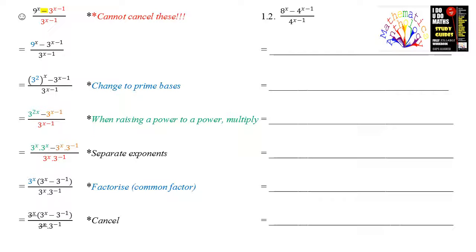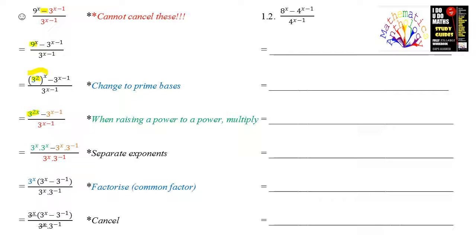So what we will do is we will try to simplify each part again. So 9 to the power x, 9 I can change to 3 squared, and that's to the power x, minus, I'll leave everything else the same. So let's open that out because this is now raising a power to a power. So that's 3 to the power 2x there, minus 3 to the power x minus 1, all over 3 to the power x minus 1.